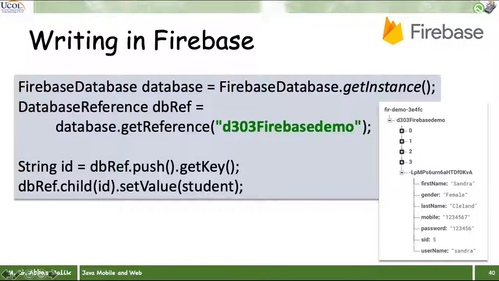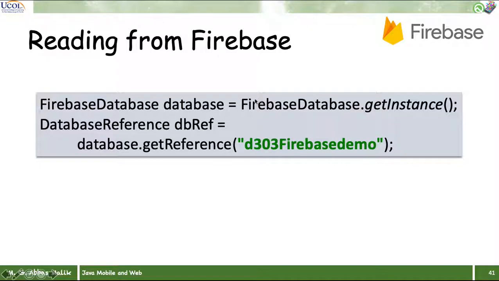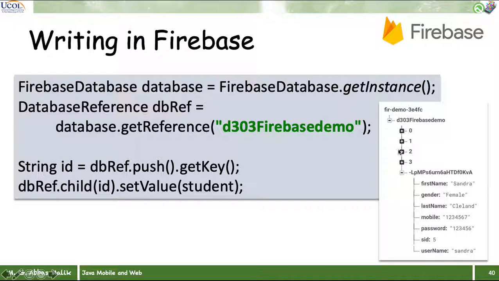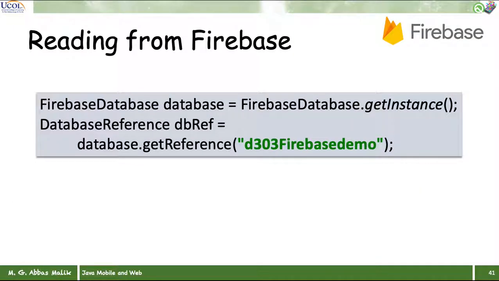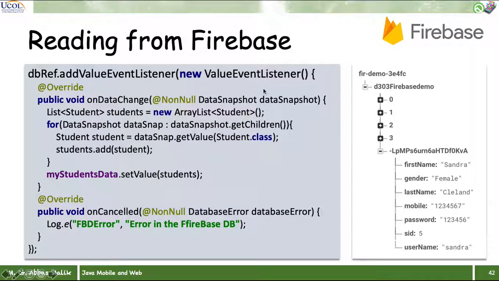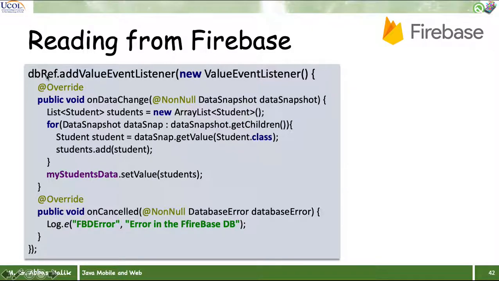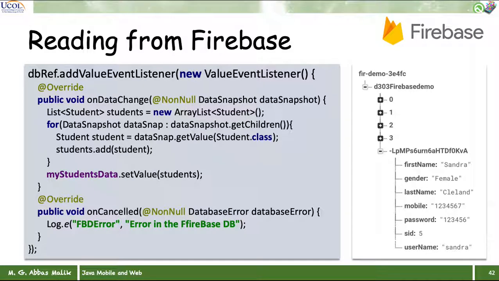And similarly, we can read it back. How? We can simply say database and that particular dbRef. This object is representing the whole array. Again, it's a reference, it's a location, it's an address of where that information exactly is. It is not itself the information. So what we can do is add a value event listener on that specific dbRef.